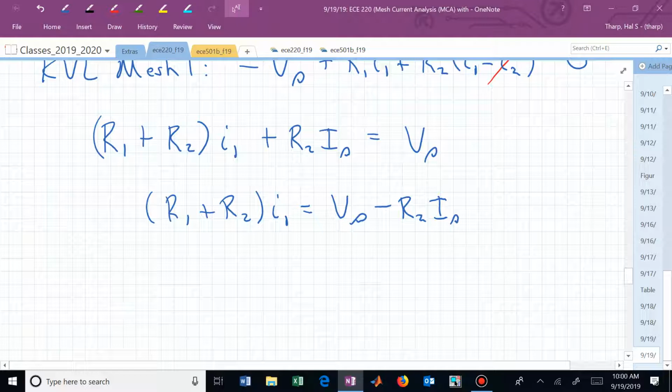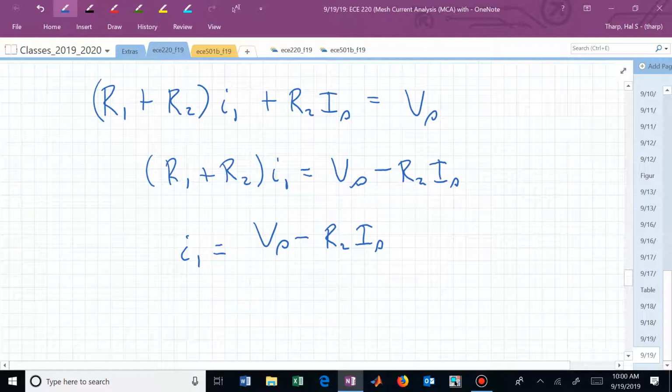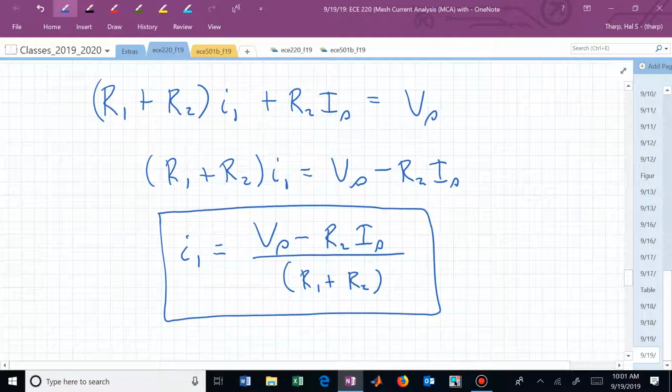Here's where you might get confused. A matrix, well, yes, it's a 1 by 1 matrix. It's a scalar. It's R sub 1 plus R sub 2. This is our Ri is equal to V. This is Ohm's law again, but it's for a single equation. I1 is now V sub S minus R sub 2 I sub S. All of that would be given in addition to R sub 1 and R sub 2.